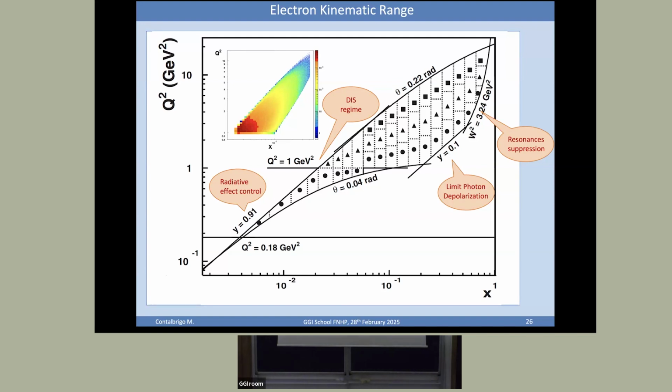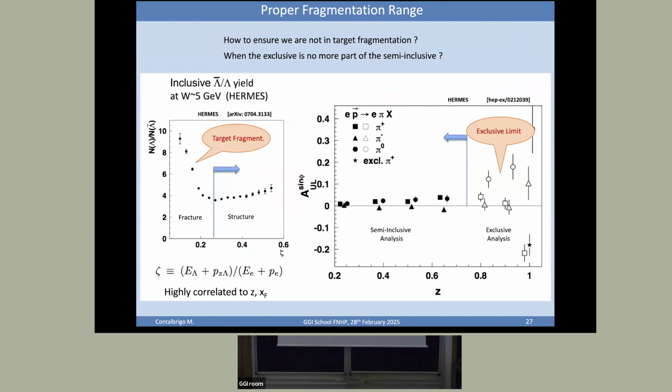Which other source? Radiative effects. If the probe is an electron, it tends to radiate photons, simple QED. So when you have a strong loss of energy, it may be possible that it's not coming only from the interaction you want, but also from these radiations. So you tend to stay in the center, let's say, in this plane.